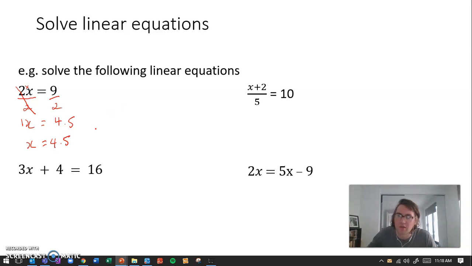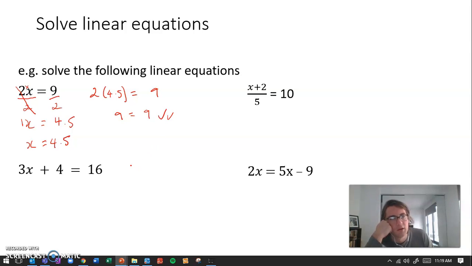And if you needed to check that answer, all you do is substitute it. You change the x into 4.5 and see if the left-hand side is equal to the right-hand side. So 2 times 4.5 is 9. 9 is equal to 9.